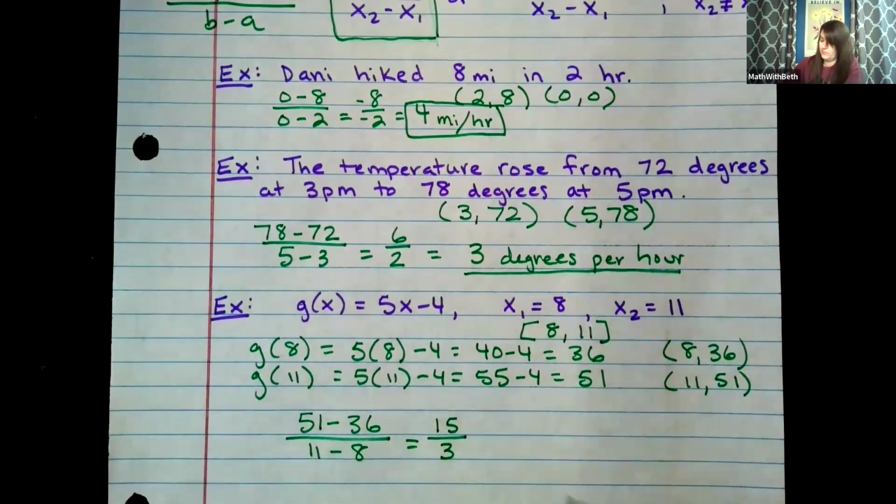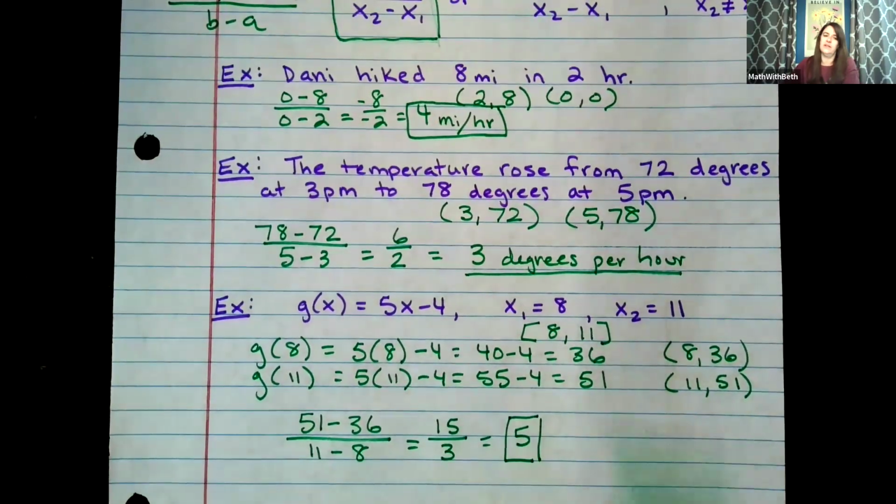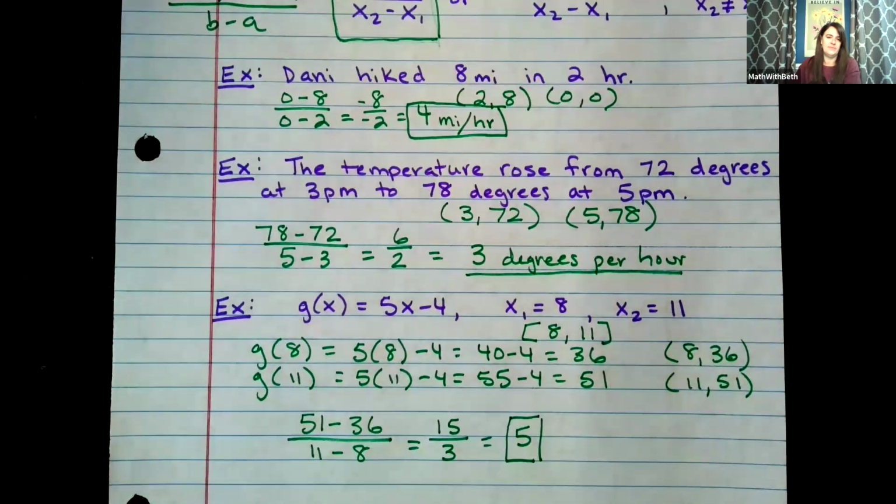So we get 15 over 3, or 5. So the average rate of change on this graph between 8 and 11 would be 5. So that is how you do it when you only have the x's. Plug them in, get the y's, then use the slope formula.